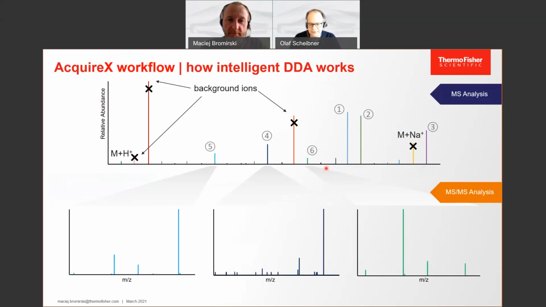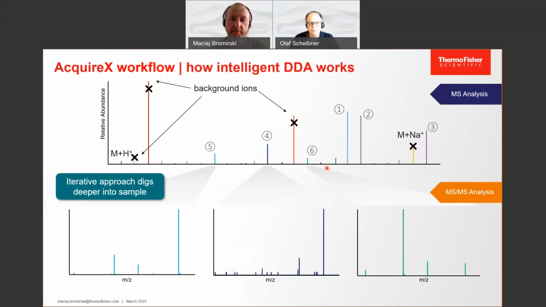Of course, per run, there are many more to be done, but in the end, you want to do 5,000 or 6,000 MS2. And this is not to be done in one run. And so we go this recursive way. And so in this iterative approach, we dig much deeper into the sample in terms of MS2 information.